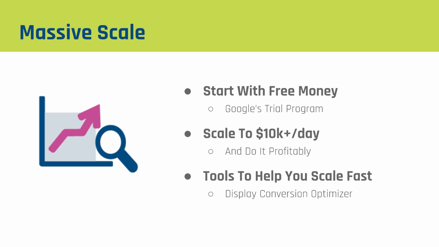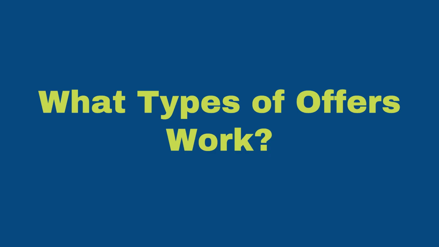The other awesome part is that GDN offers you a tool called Display Conversion Optimizer, which we'll talk about at the end, to help you scale faster. Once you find a recipe for success, Google will continue to do the work to help you get customers at your target CPA and drive a boatload of traffic overnight. The opportunity to scale your campaigns is absolutely there.